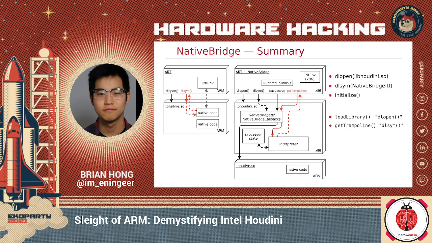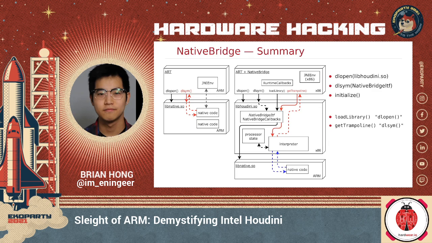And also, if it actually gave us the function pointer into our native code, the function would contain a bunch of ARM instructions, which our x86 processors cannot understand. So what getTrampoline does is it gives a function pointer to a little stub inside of our interpreter, so that when we call that, the interpreter starts running our native code. That part is done. But we have one last part that I have to explain, which is the jniinv structure.